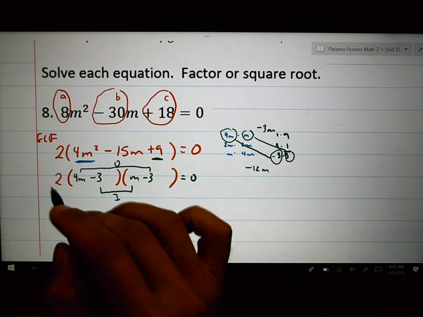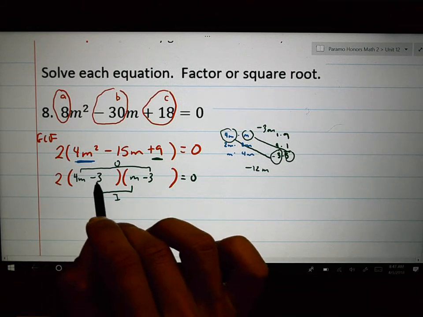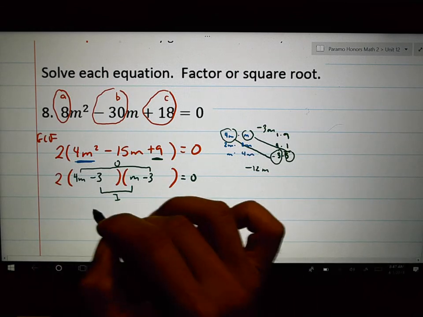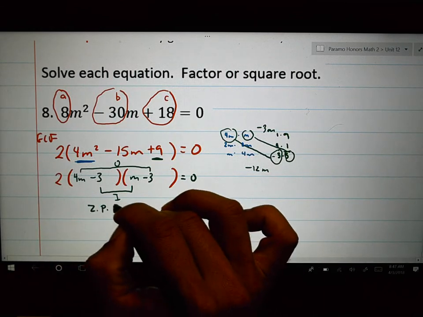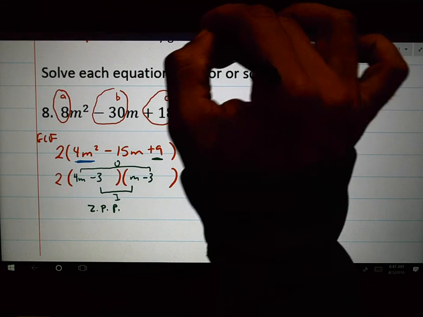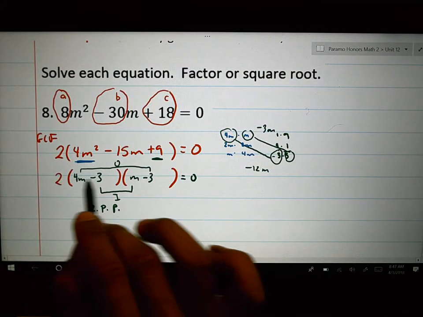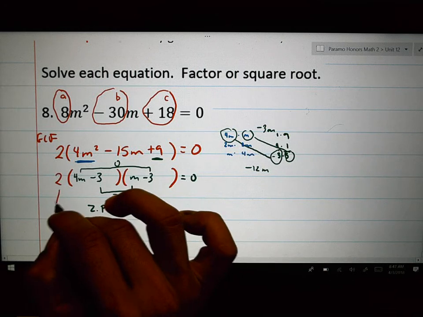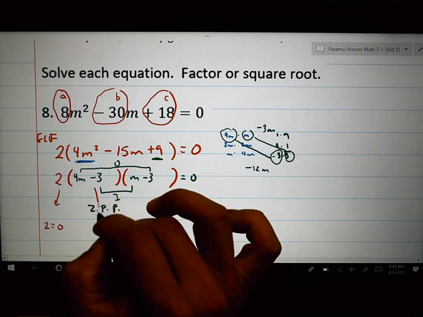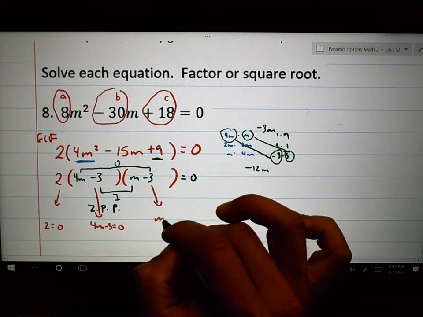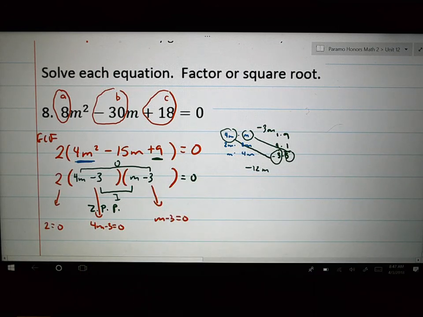We have 2 times 4m minus 3 times m minus 3 equals 0, which means we can use the zero product property. If you do not know what the zero product property is, it means that if this times this equals 0, either 2 has to equal 0, or the 4m minus 3 is equal to 0, or the m minus 3 is equal to 0. One of those three situations must be true.